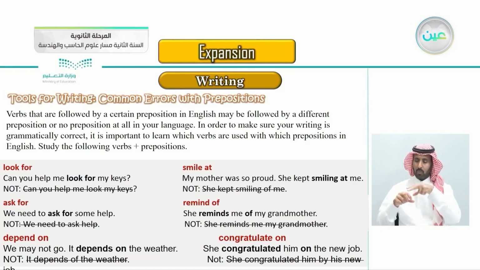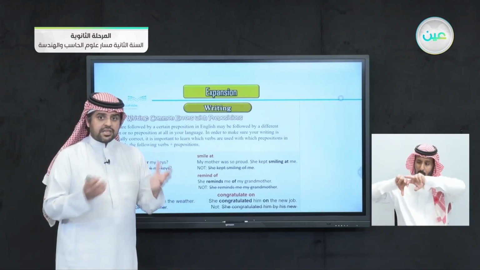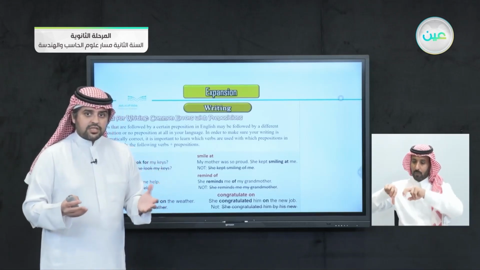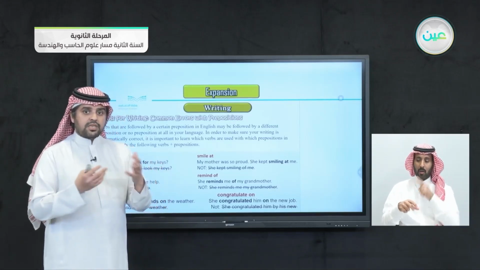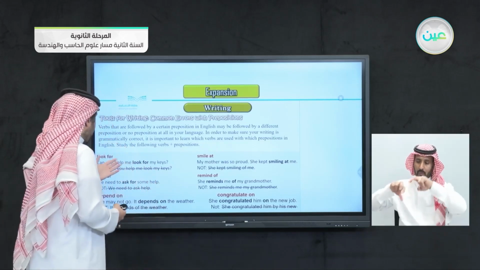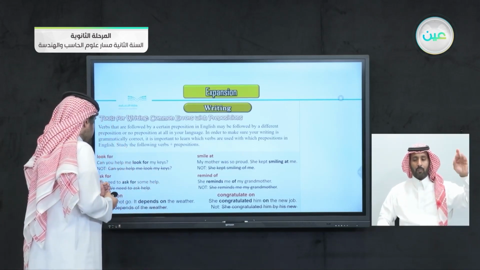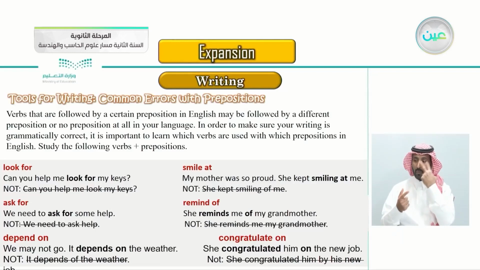Look for. Can you help me to look for my keys? What's the meaning of look for? Yes, that's right. It's like searching. Help me search for my keys. So look for means to search for something. Again, the verb here is look and the preposition here is, very good, for. So look for.